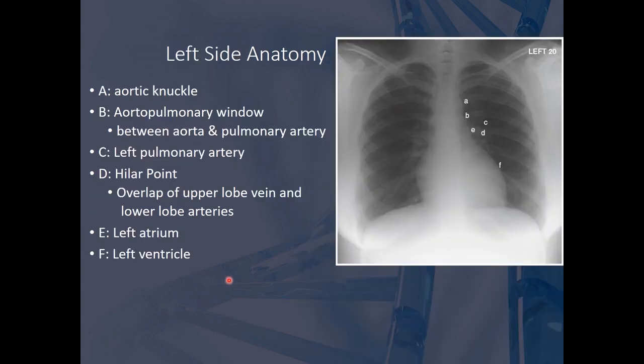So our left side of the anatomy, we start to look, we see what's called the aortic knuckle, this outpocketing right here. A lot goes on in this region here. You have your aortopulmonary window, your left pulmonary artery, and your hilar point. There's a similar point on the right side of the heart we'll go over. Then you look at your atrium in this region, and your ventricle occupies this whole side.